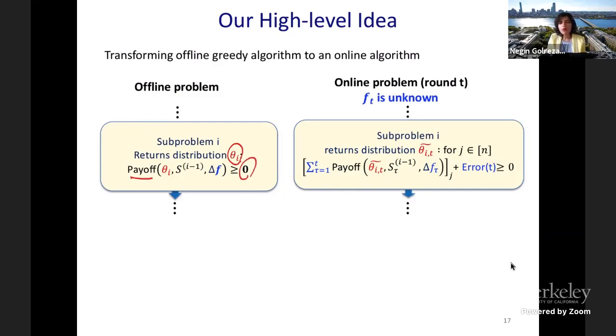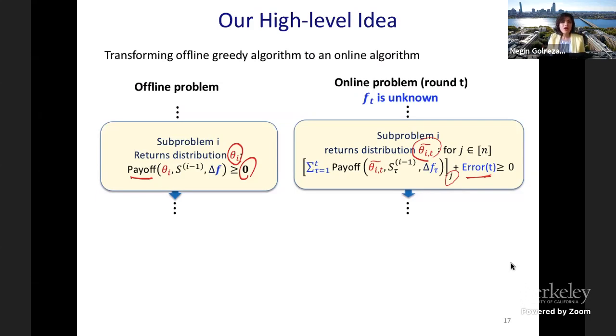Now for the online problem, of course, I don't know the demand function f of t, and still I need to make a decision. What I'm going to do is make sure that in subproblem I, I return some kind of noisy version of theta I, such that if I add up all these vector payoffs and look at coordinate j, with a little bit of error of t, this is still going to be greater than or equal to 0.